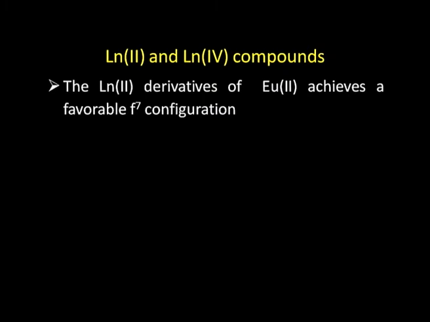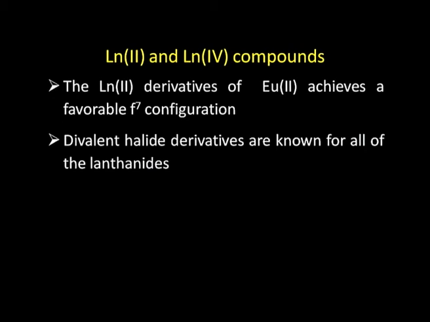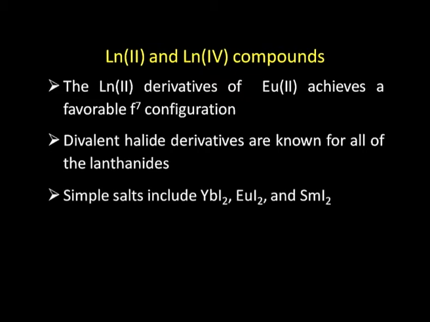Now the divalent and tetravalent lanthanide compounds. The divalent derivatives of europium achieve a favorable f7 configuration. The f7 configuration is the most stable configuration because it is half filled. The divalent halide derivatives are known for all of the lanthanides. Simple salts include ytterbium iodide, europium iodide and samarium iodide.